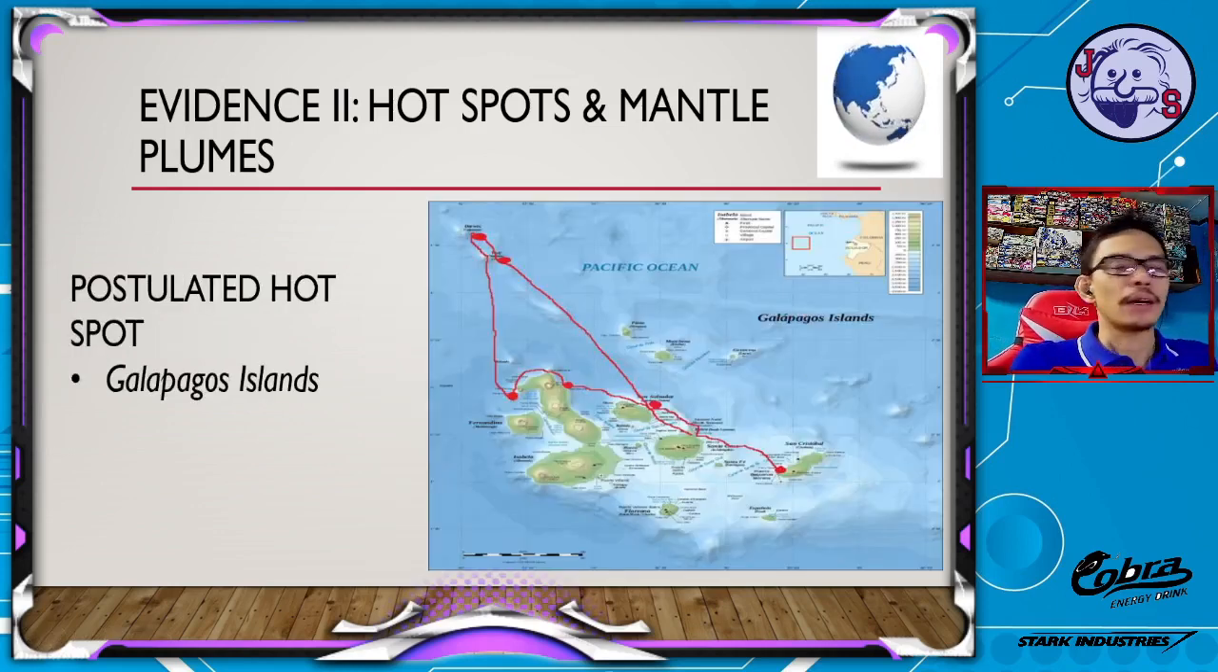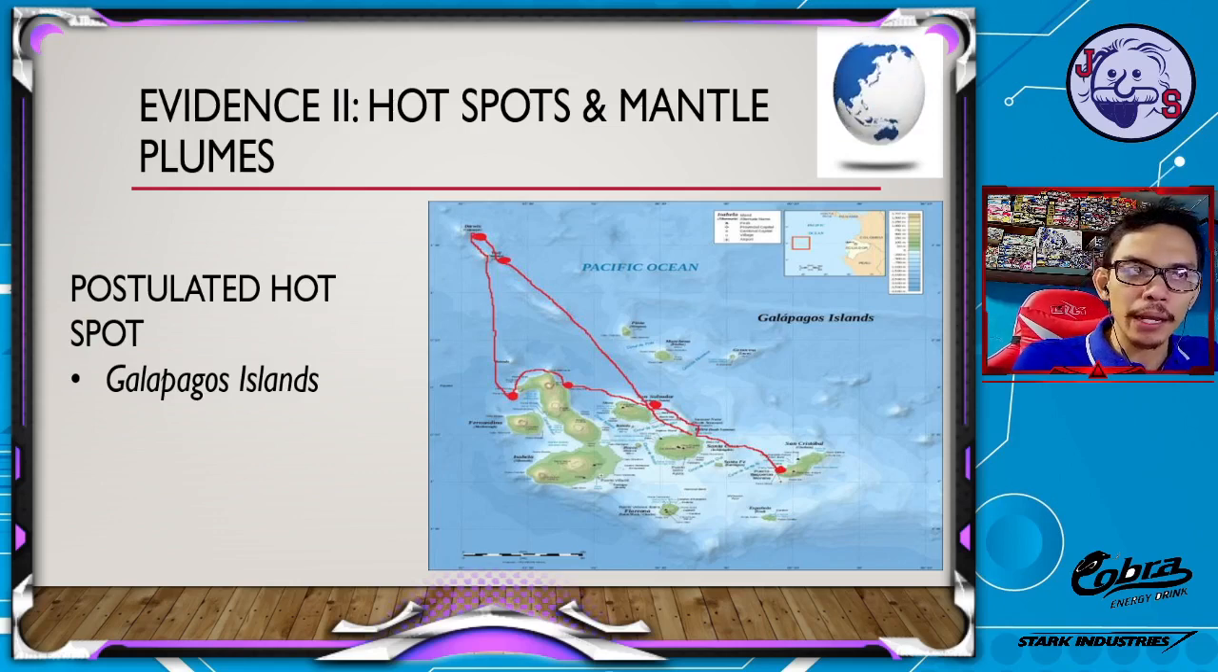Not only that, the Hawaiian Islands are not the only hotspot here on Earth. There are some other hotspots here on Earth.